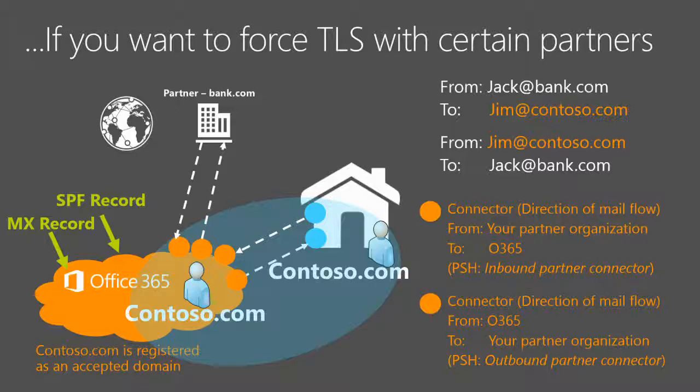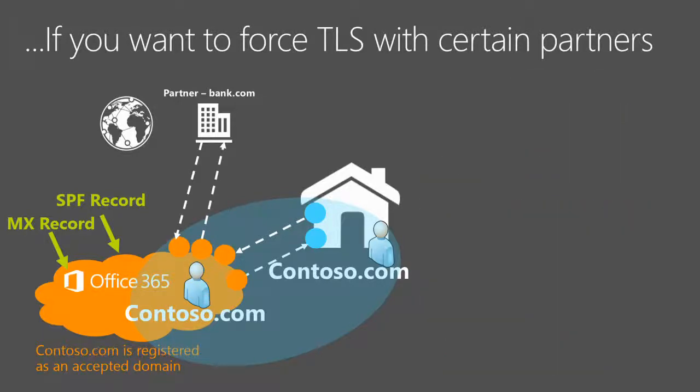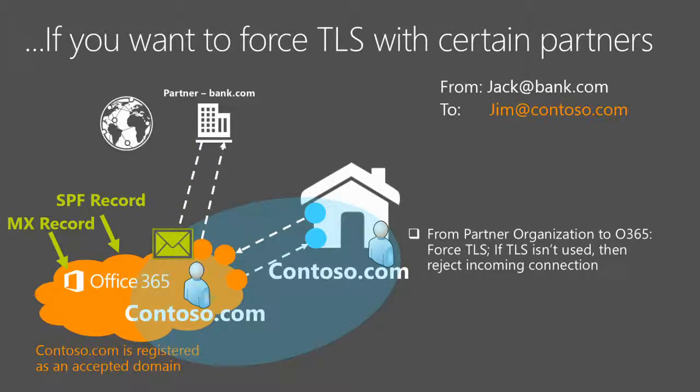Now, when you do that, what that means is the following. When Jack at bank.com sends mail to Jim at contoso.com, Jim is in the cloud. When we receive that mail, we will first verify that TLS was used on that connection because you've created that partner connector. And we'd say, okay, if TLS is used, then allow that mail to come through. If TLS is not used, reject that mail. So we would reject that mail if no TLS was used. If it was used, we would accept it and deliver it to Jim.